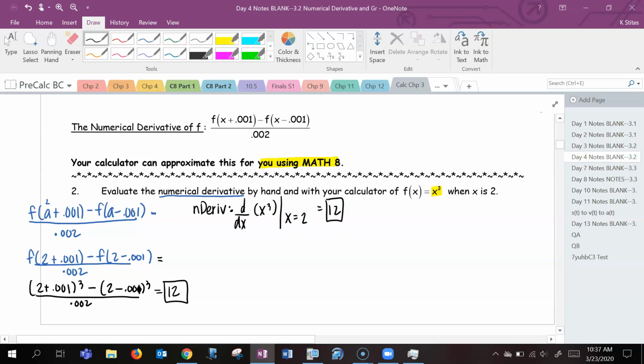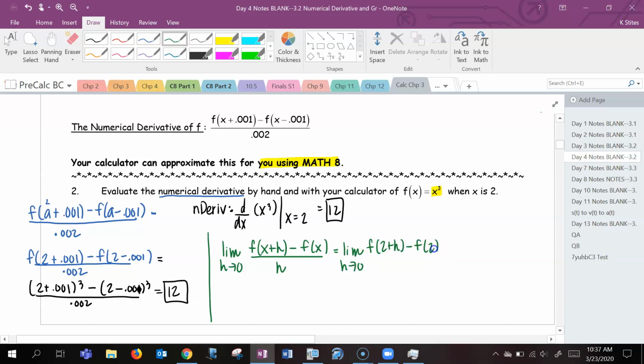Okay, so now we're going to do this using the difference quotient, or we can go ahead and do the alternate definition of derivative. I just want to show you how to do that. So I'm going to do the limit as h approaches 0 of f of x plus h minus f of x all over h. And so that's going to be f of 2 plus h minus f of 2 all over h.